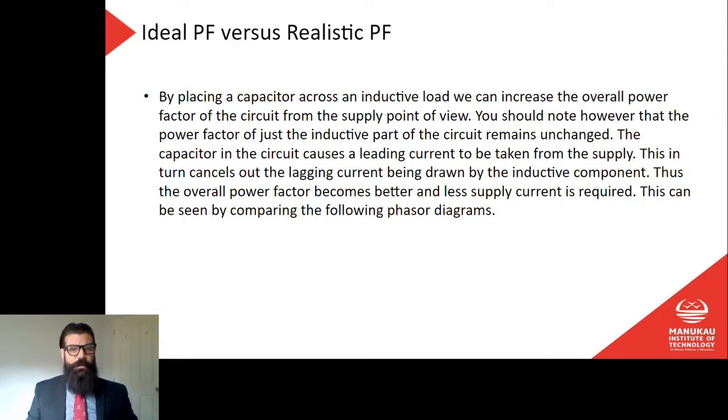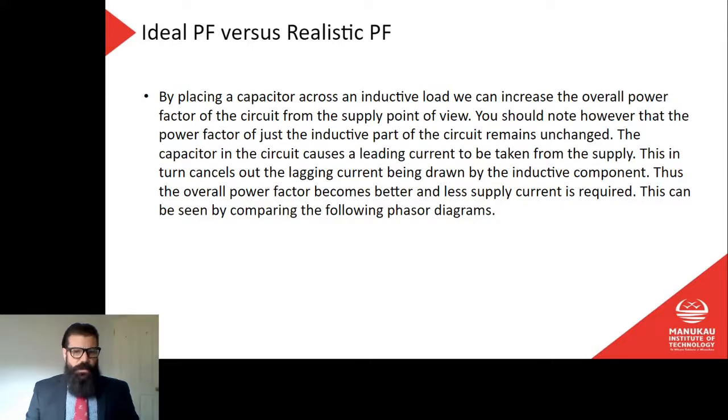Should note, however, that the power factor of just the inductive part of the circuit remains unchanged. So if I have a capacitor there, then I've still got wires between my inductor and my capacitor. So the power factor of that part of it after the capacitor would be the same. The capacitor would change it from the input.